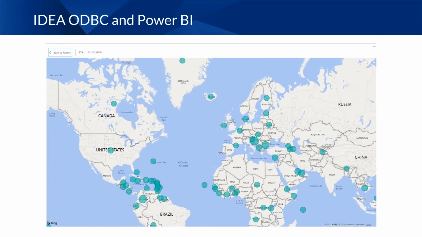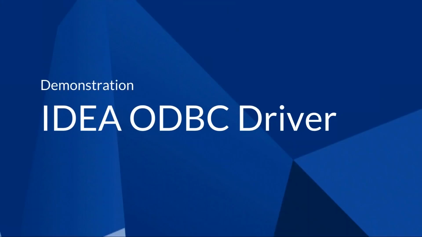What you're seeing on your screen now is one of the examples that I've taken from an IDEA database. I've leveraged the power of ODBC to bring that data into Power BI and chose a different mapping mechanism, we'll say, for geolocation and whatnot. So you can actually see the bubbles based on the country. In this case, I'm looking at quantity by country. All right, so let me show you how I've gotten access to this data. Bear with me as my screen flickers a bit here.